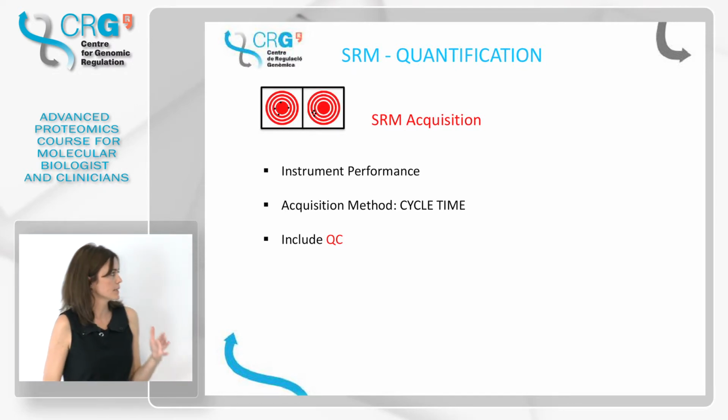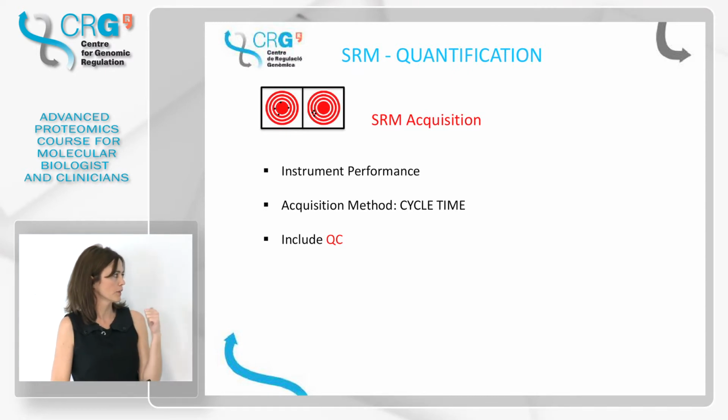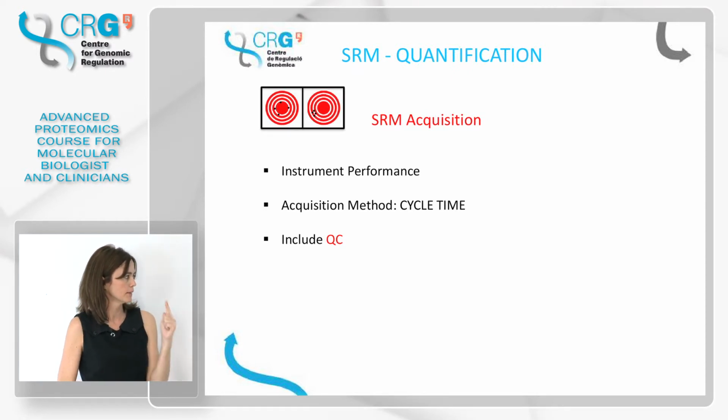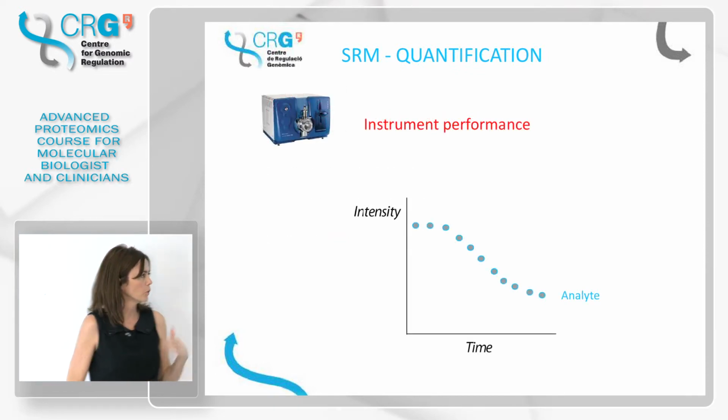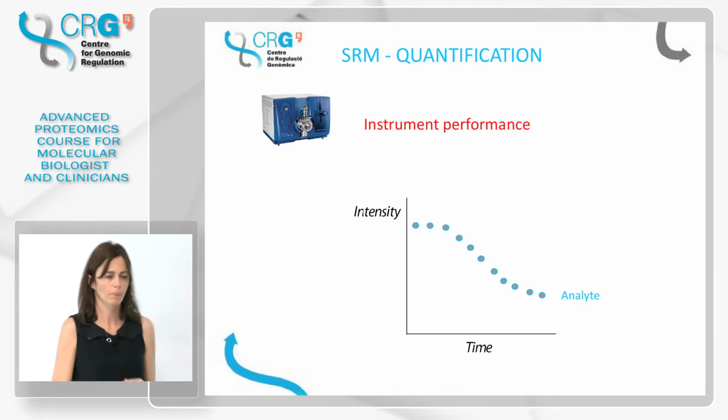The other issue is the way you acquire your data in SRM. Okay, you need to think about the instrument performance, your cycle time, and like always, having quality controls. What happens with the instrument? You can measure your protein in your samples, and you can have, you know, a curve like this.